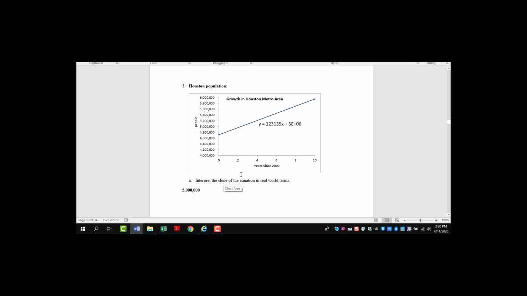So interpret the slope in real world terms. The Houston population is increasing by 123,139 people per year. Right? That's the slope.